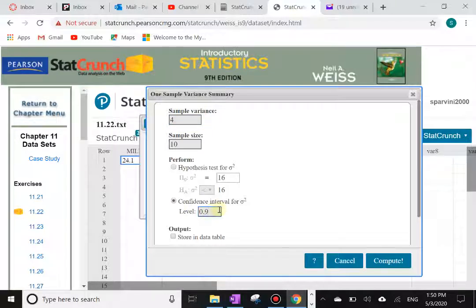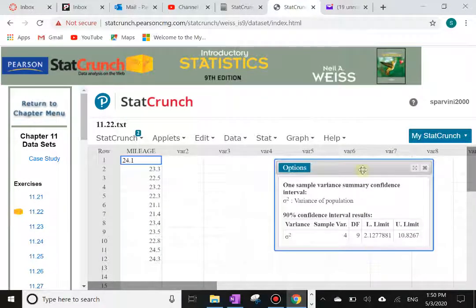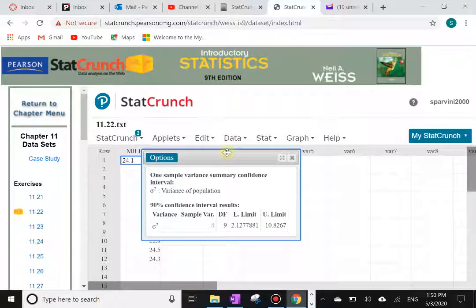There you go. So it's again really simple. All you need is two pieces of information. What's the sample variance and what is the sample size? And here's compute, and there we got those numbers I had earlier. Okay, so hopefully that's easy to follow for you.